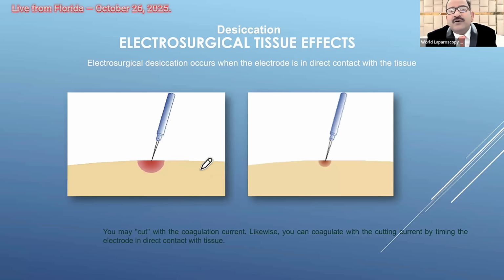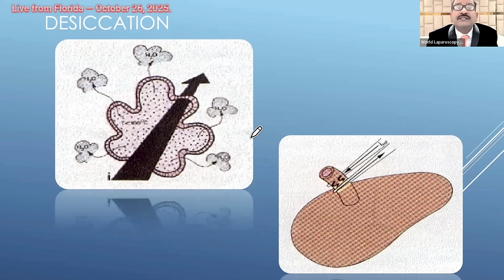Desiccation is the coagulation current with firm contact, and in desiccation the depth of the injury and the width of the injury are equal. If you want to decrease the depth of injury, you have to decrease the timing. Once you decrease the timing, depth and width both decrease together. In fulguration, width is more and depth is less. But in desiccation, width and depth are both more. So desiccation is used for vessels.